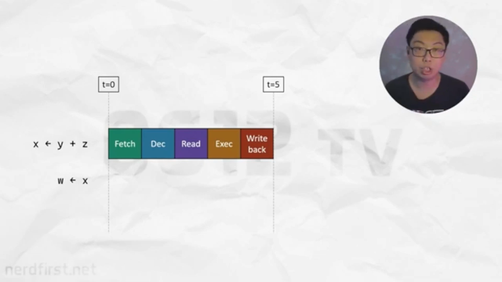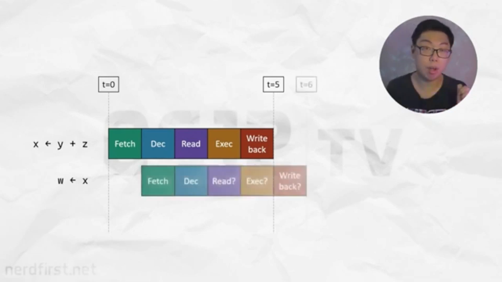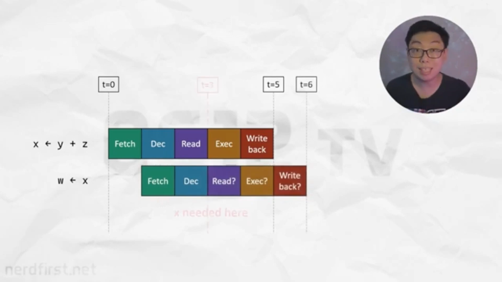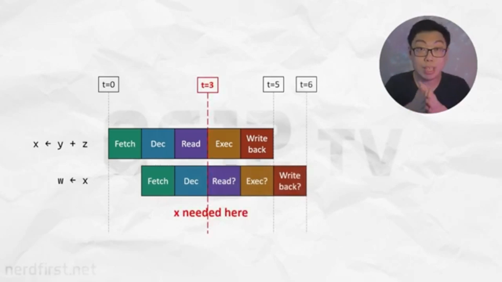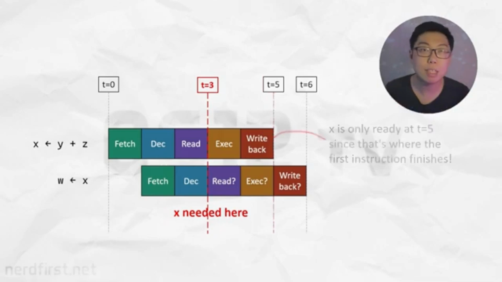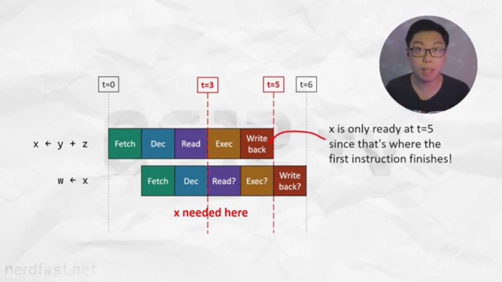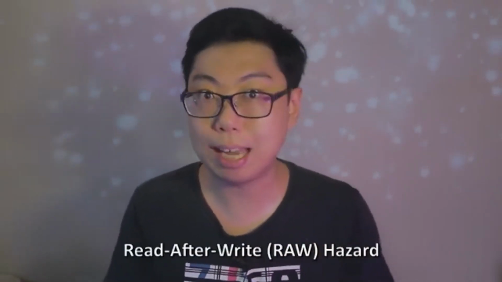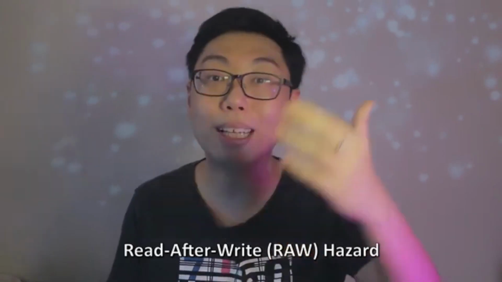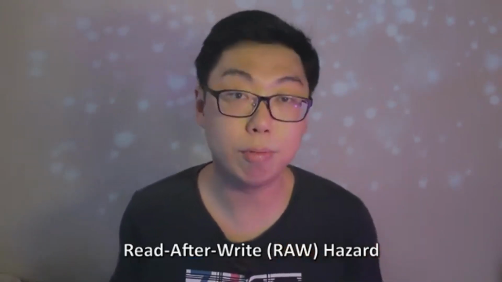Now consider the second instruction, which needs to read off the value of X. It has to do this by t equals 3. That's where its read stage is. We should be done with the entire calculation by t equals 5. But the value of X is only available at t equals 5. I don't know what the second instruction is reading off, but it's not going to be correct, simply because the correct answer isn't yet ready. The formal name for this is a read after write hazard, because that's exactly what happened. We're reading immediately after writing, and we're not ready for that.